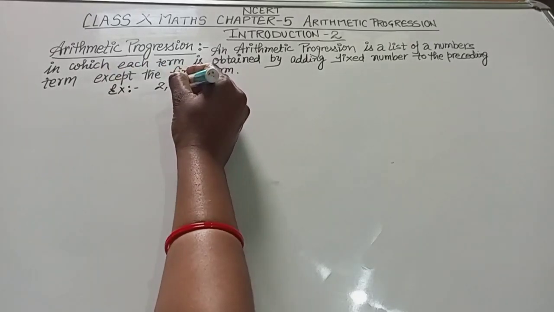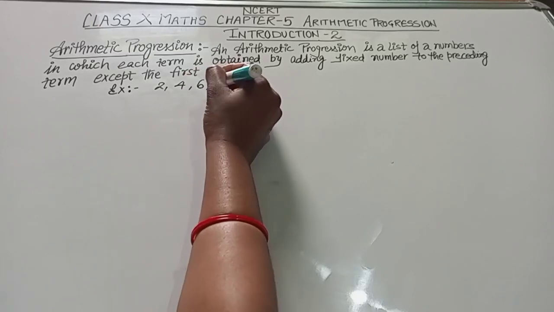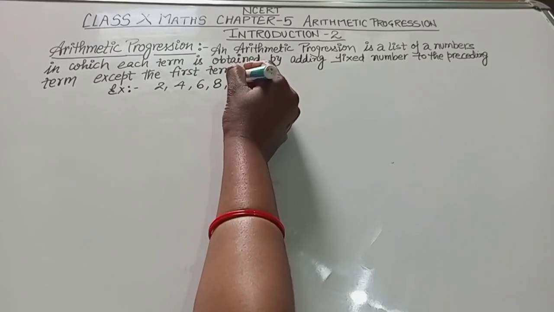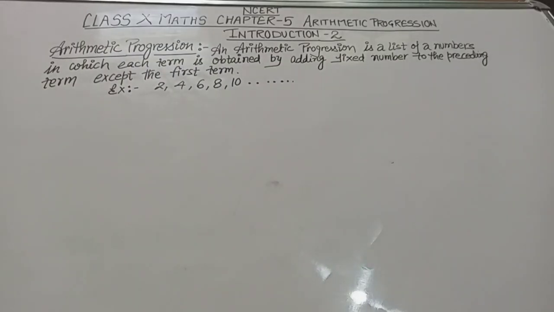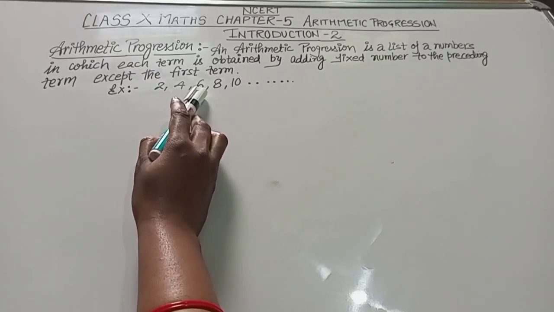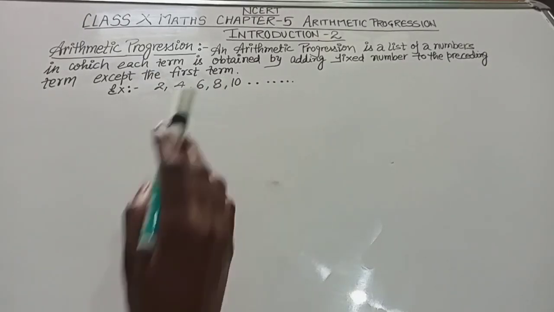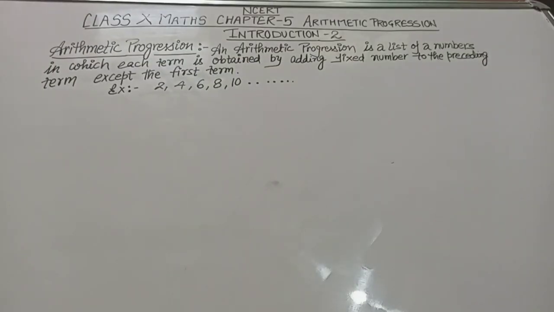An example is 2, 4, 6, 8, 10, and so on. 2, 4, 6, 8, 10 is an arithmetic progression. Each term is obtained by adding a fixed number. So 2 plus 2 is 4, 4 plus 2 is 6, 6 plus 2 is 8, and 8 plus 2 is 10. This is an arithmetic progression example.